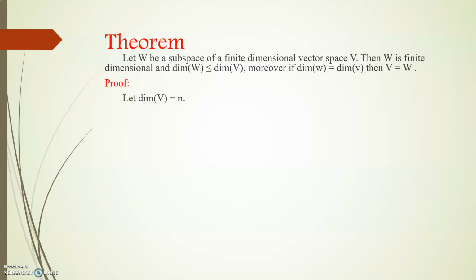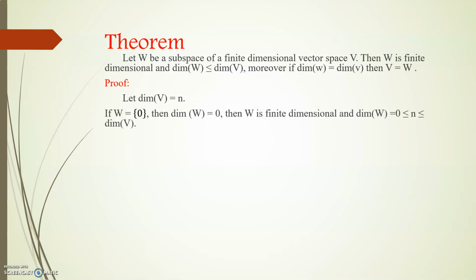Let us consider dimension V is equal to n. If W is equal to the singleton set {0}, then the dimension of W is equal to 0, as we saw in the previous example. Then W is finite dimensional, and the dimension of W is equal to 0, which is less than or equal to n, which is also less than or equal to dimension V.